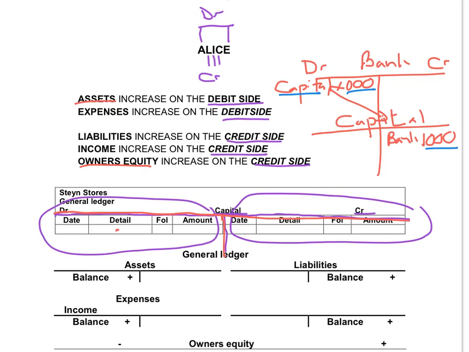If we look at this general ledger, you see that you have to record the date on which the transaction occurred. Then the details will be the name of your double entry account. Folio we will use when we start doing the subsidiary journal, so you don't use it at this stage. And the amount is, for instance, in this case, the 1,000 rand.